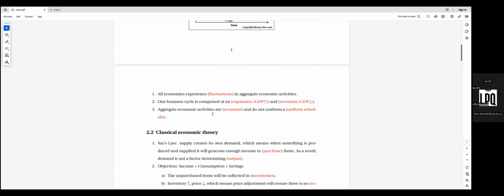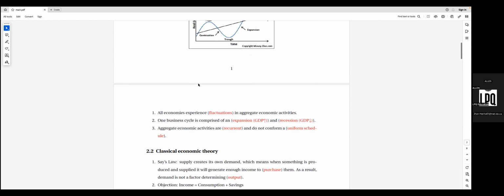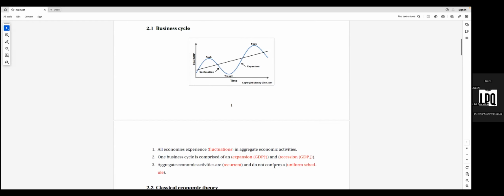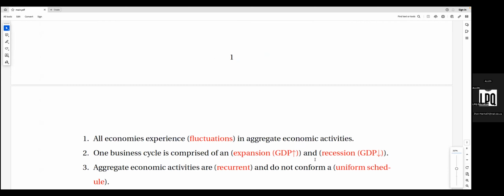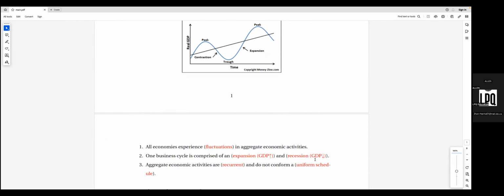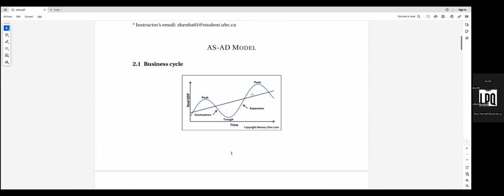Business cycles are recurrent. That means we don't have a uniform schedule. We don't make a table saying one business cycle will be 3 years or 5 years or 10 years, no. We don't have a set schedule or regulation. It totally depends on the real data we collected. So since these fluctuations, or business cycles, always happen, all countries need to accept these fluctuations.